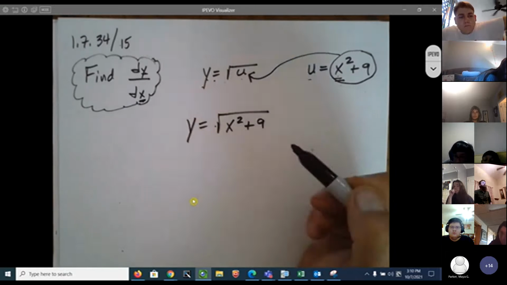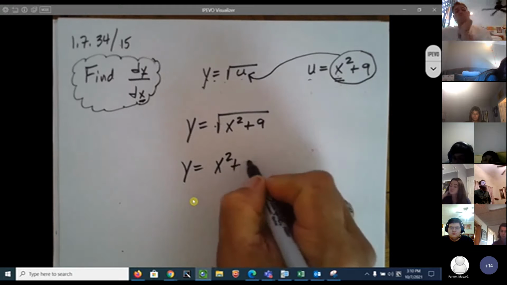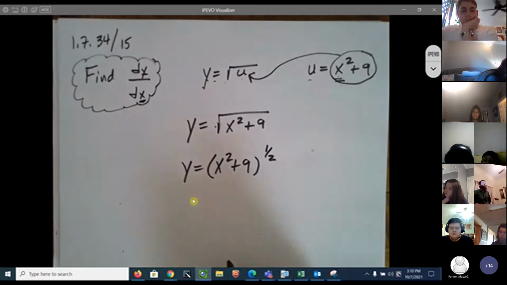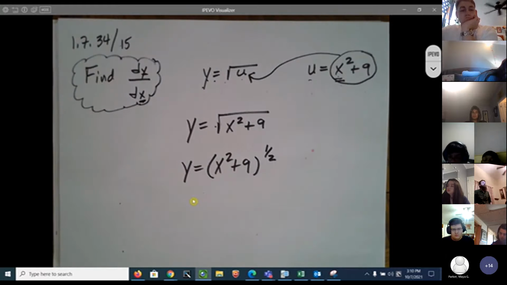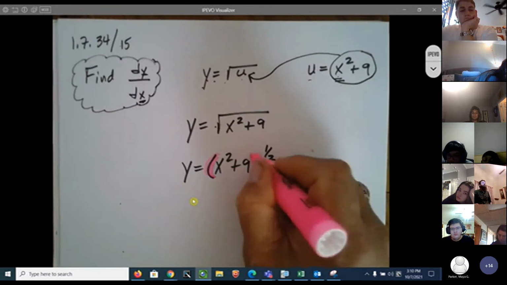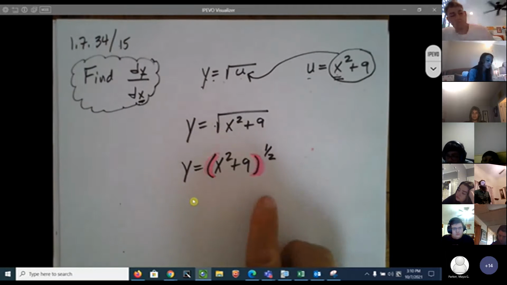Radicals and calculus don't mix. So y is equal to x squared plus 9 to the what? 1/2. Now use your chain rule. Take my handy dandy pink highlighter here. Take your chain rule and take the derivative of that.